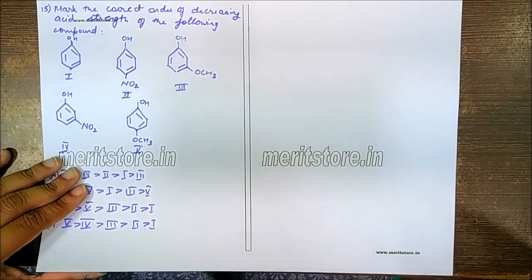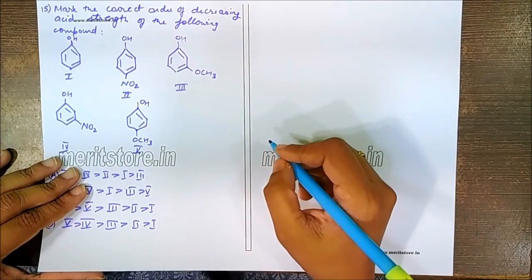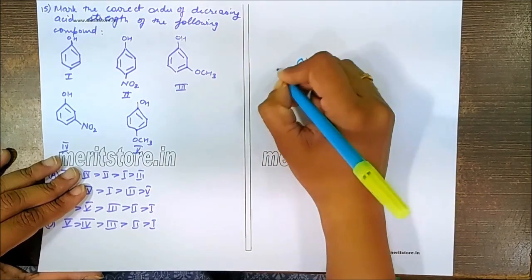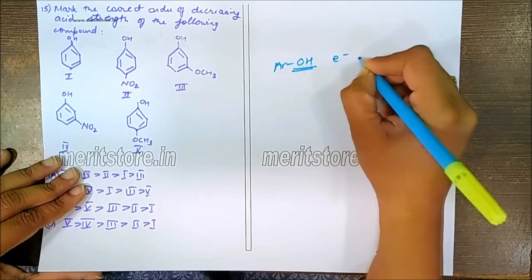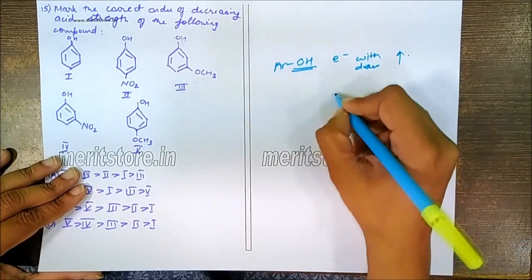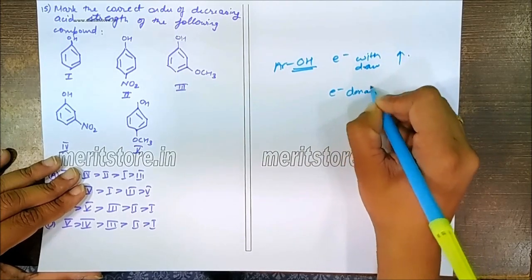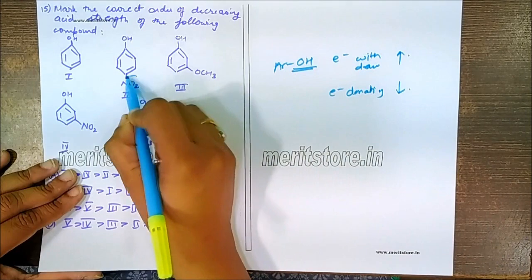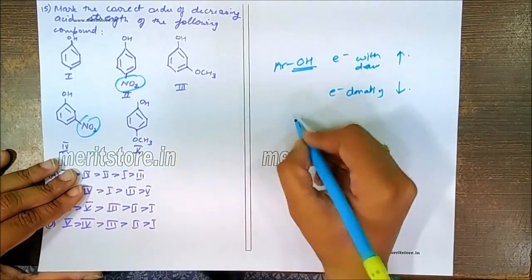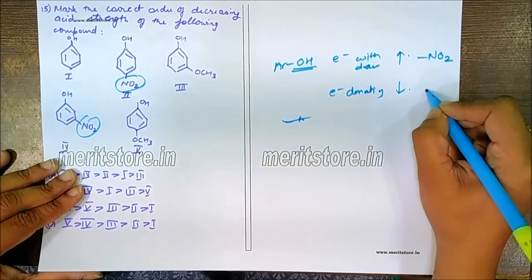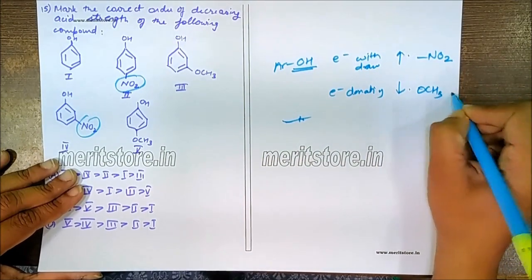Mark the correct order of decreasing acidity strength of the following. Always remember, in case of phenol, electron withdrawing group increases the acidic nature and electron donating group decreases the acidic nature. If I talk about the NO2, they are electron withdrawing group. And if I talk about the methoxy, they are electron donating group.